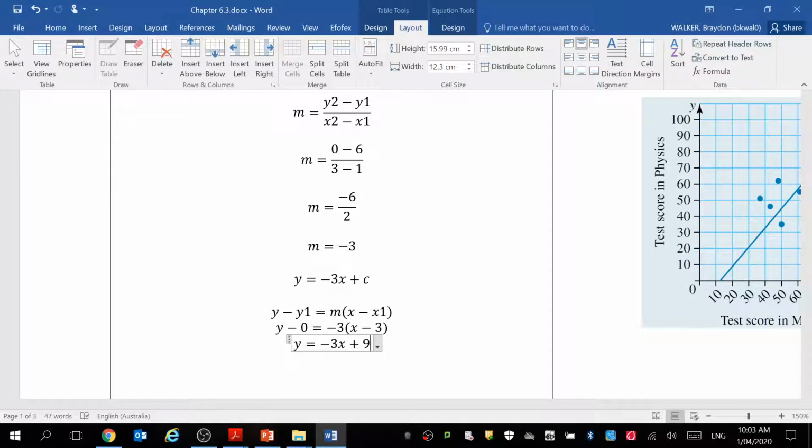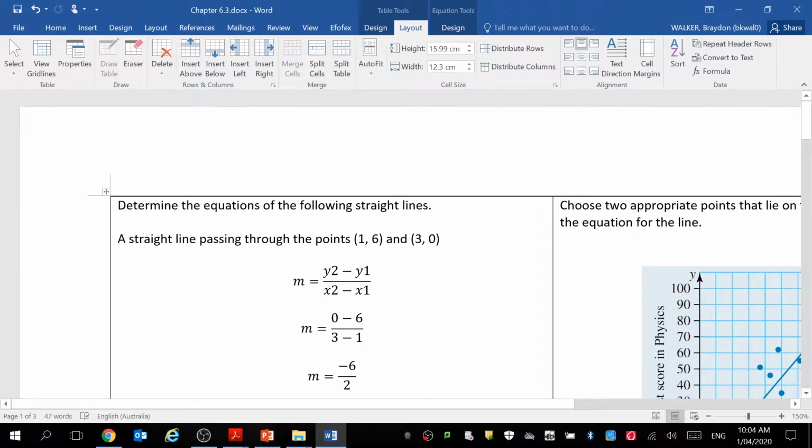Okay. You can go about subbing in here, rearranging for c, and that will also work, but the point gradient formula is all I've used there. And that's how you solve to get the equation for that straight line.